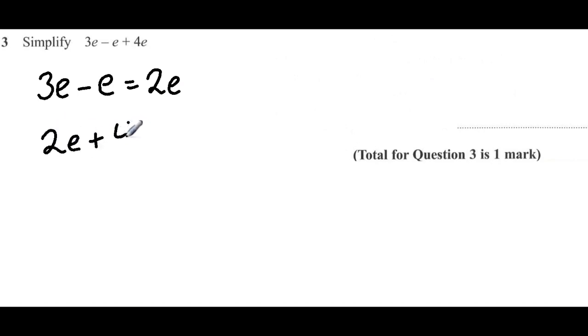Question 3. Simplify 3e minus e plus 4e. So I'm going to start off with the first two terms in this expression. We have 3e minus 1e, which equals 2e. Then 2e plus 4e gives us 6e. So our final answer is 6e.